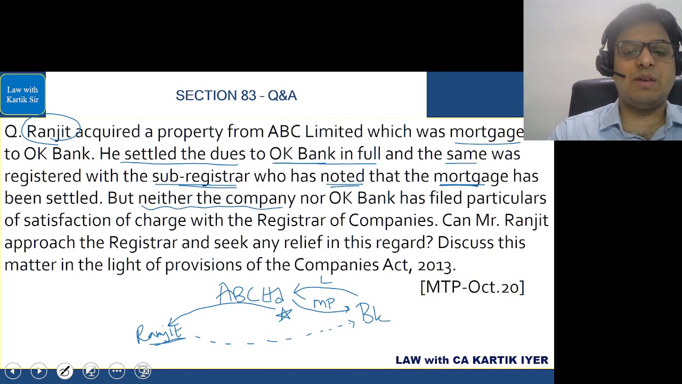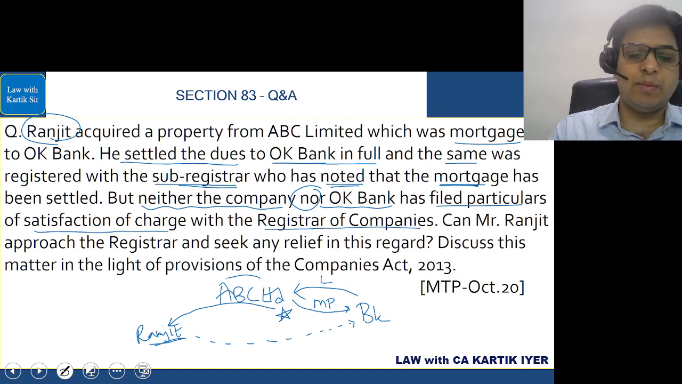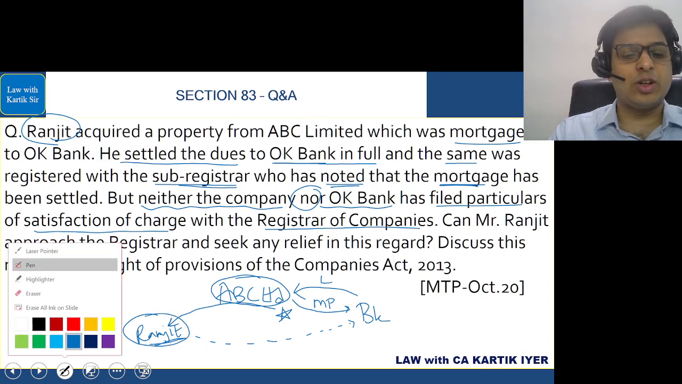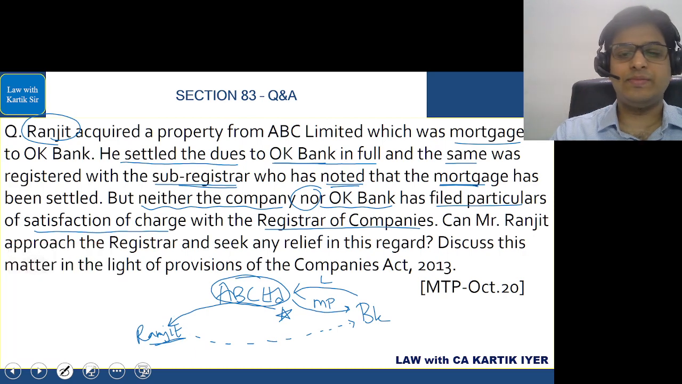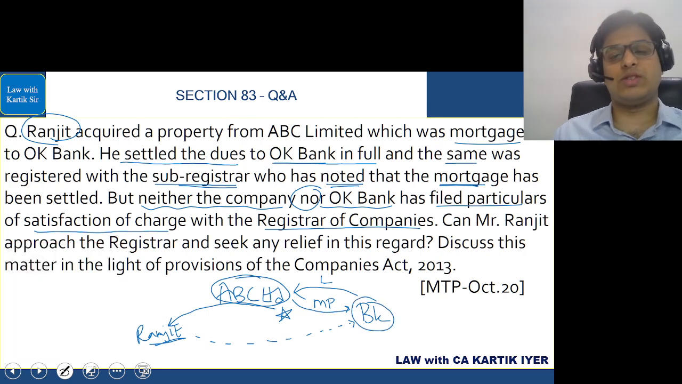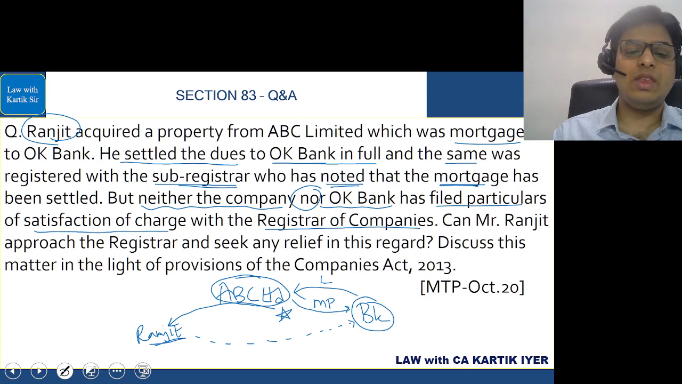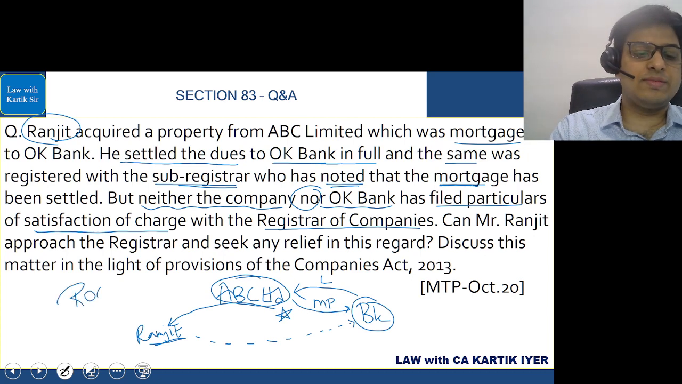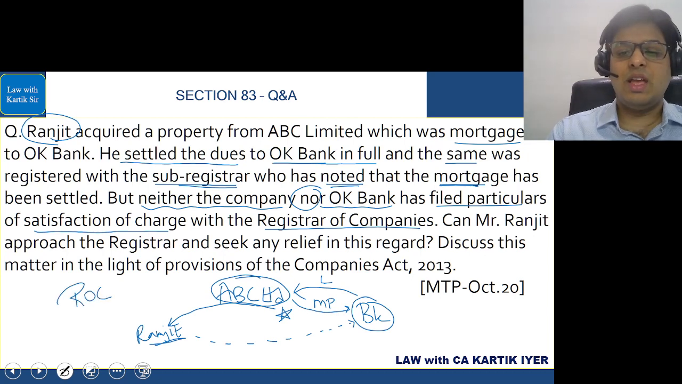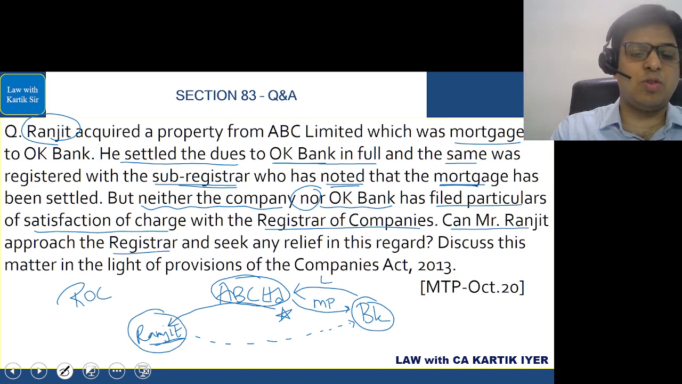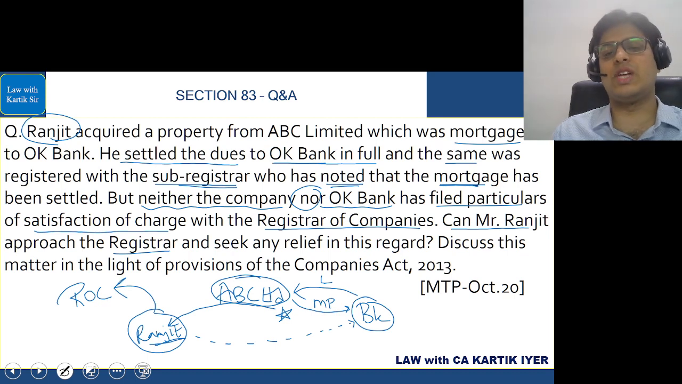But neither the company nor OK Bank has filed particulars of satisfaction of charge with the registrar of companies. So the company has not informed the ROC, Ranjit also did not inform the ROC, and the bank has also not informed the ROC. Comfortable? So let's say here is the ROC. The question given here is: can Mr. Ranjit approach the registrar? Now a third party wants to approach the registrar.